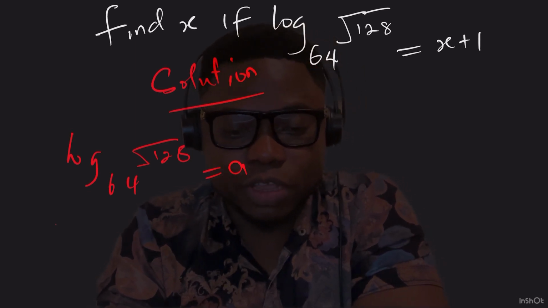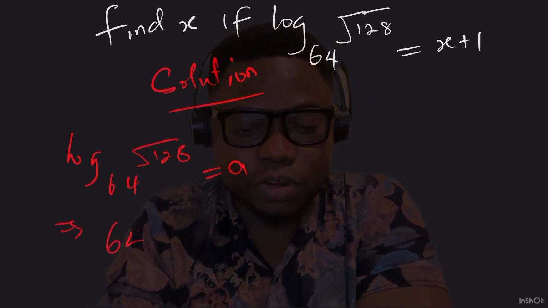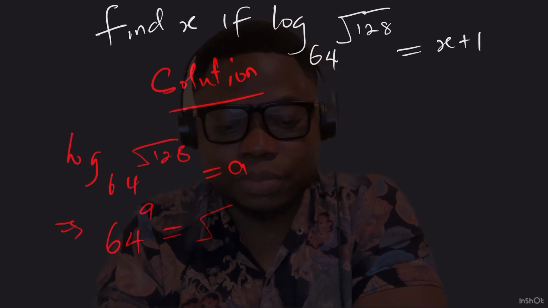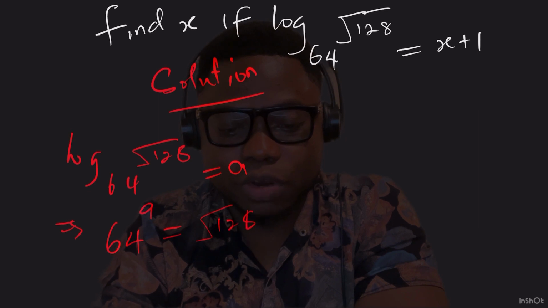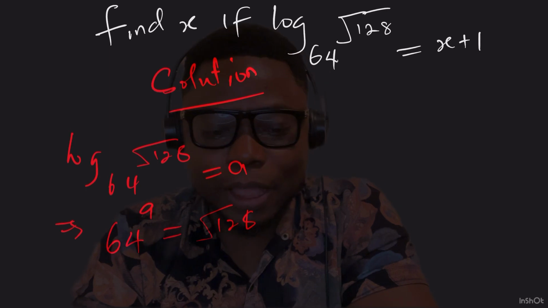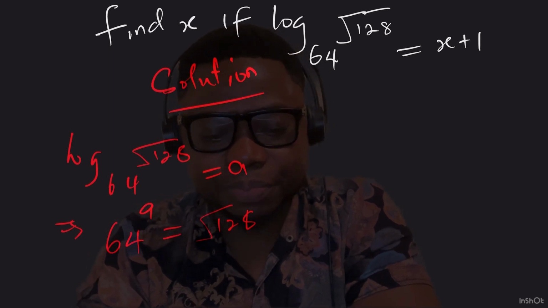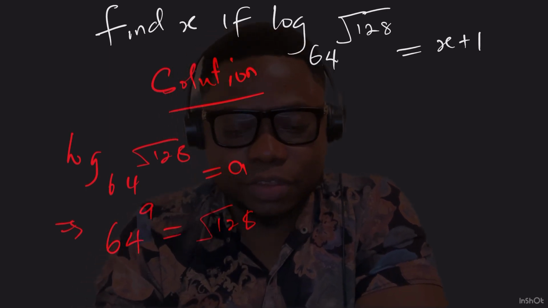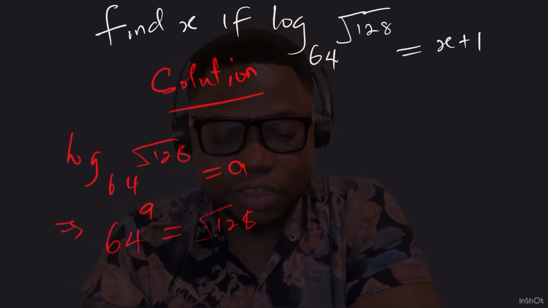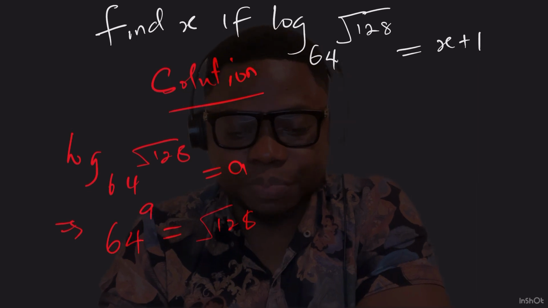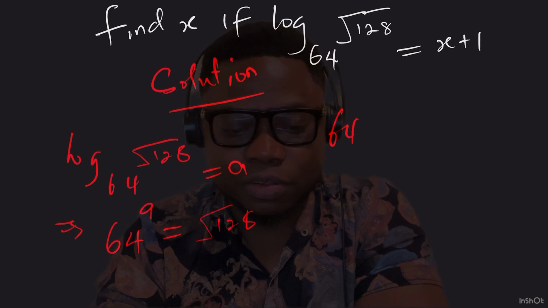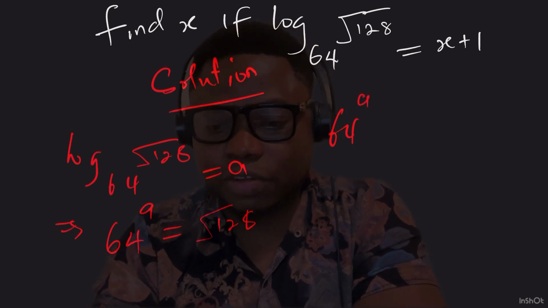So I'm going to use the index rule here. So this becomes 64 raised to the power of A is equal to square root of 128. So now you can see that the log has disappeared. So what I need to do is to write this 64 in this form, because you know that 2 raised to the power of 6 is 64. There's no log again here since I'm using the index law.